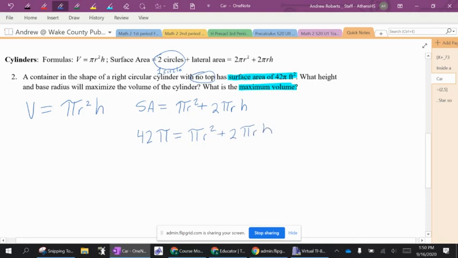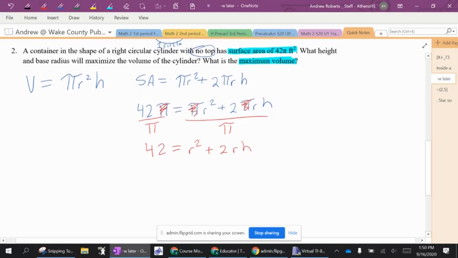Now, one thing I'm going to do to make life a little bit easier, all of these have a pi. They all have a pi. I can divide by pi, and they all go away. So I'm going to divide both sides by pi, making all of our pi's disappear, leaving us with 42 equals r squared plus 2rh. Now, I need to solve in terms of one variable. It's probably going to be easier to solve in terms of h than it is to solve in terms of r because r squared would be a quadratic, not fun to solve.